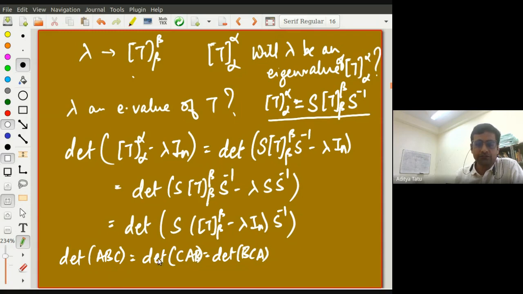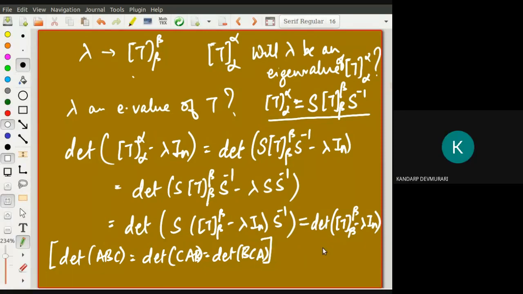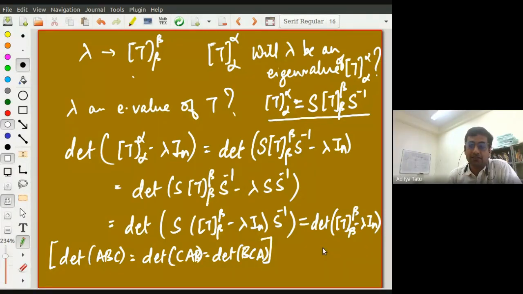Of course, you may not be aware of this, but for now just assume this is the case. In that sense, what will we get here? What does that imply? Same determinant. Same lambda. Exactly, right?